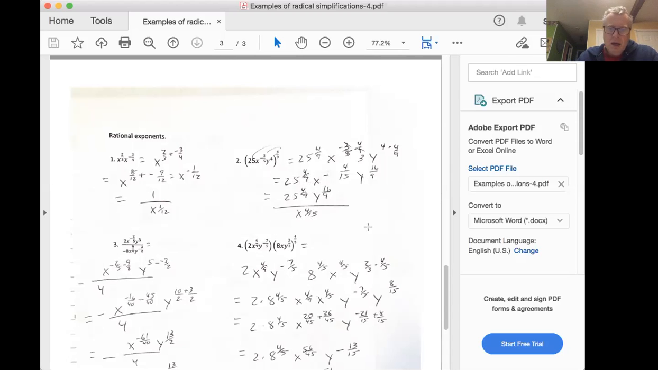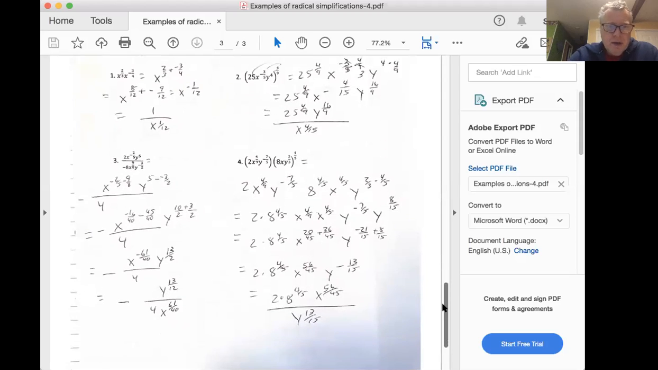Okay. And then for example 3 here, we have a 2x to the minus 2/5, and we have a y to the 5th in the numerator. In the denominator, we have a minus 8, and we have an x to the 9/8 and a y to the minus 3/2. So we'll apply our exponent rules, since we have for the x to the minus 2/5 over x to the 9/8 the same base. We'll write the base once and subtract the exponents. So it's going to be a minus 2/5 minus a 9/8.